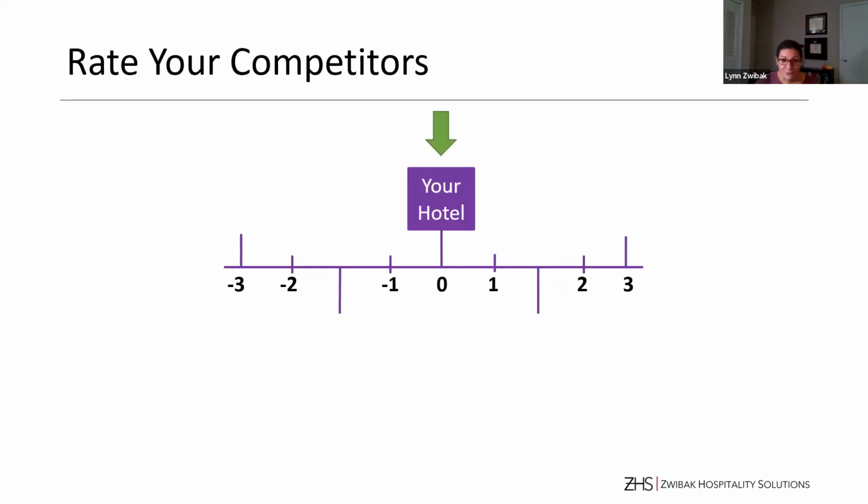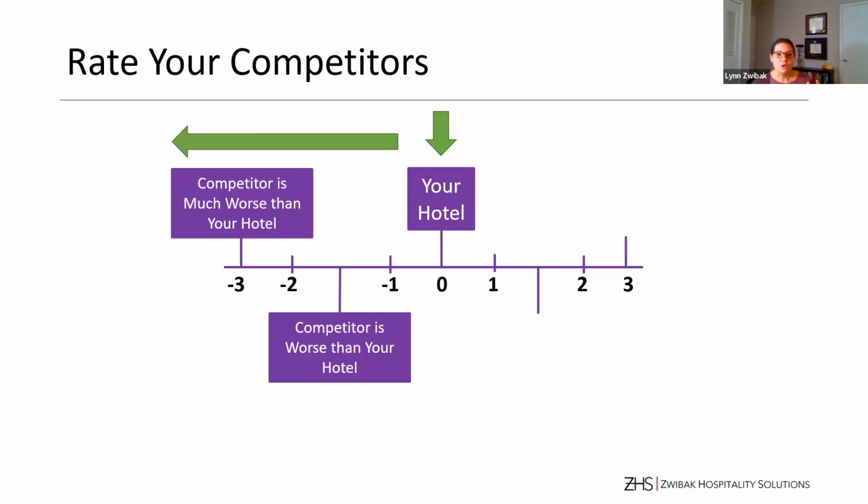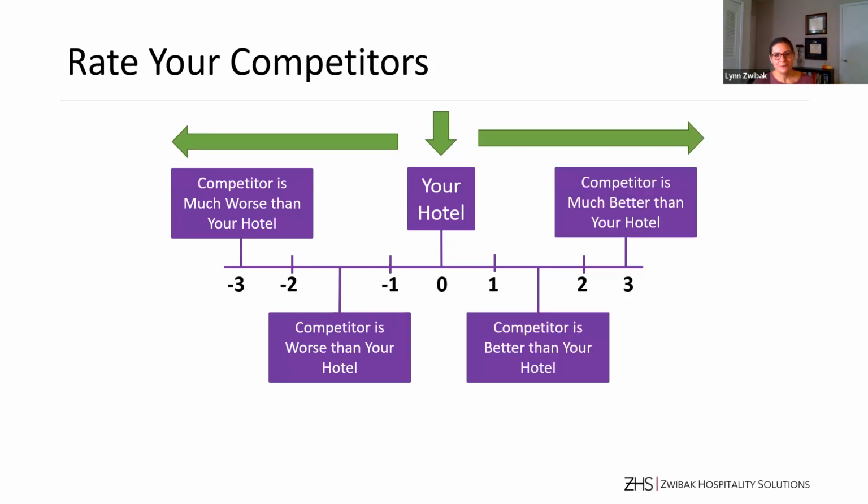Your hotel is at 0. Your hotel is the baseline, and everything you're looking at is going to compare the competitor to you. If it's worse than you, it's negative. If it's better than you, it's positive. And the distance from you is how much better or worse it is.